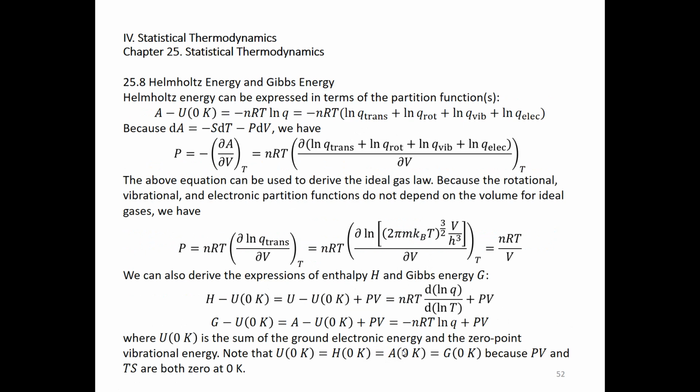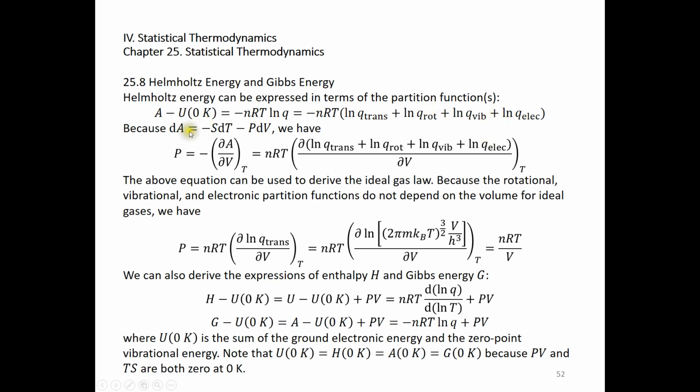Helmholtz energy can be expressed in terms of the partition functions. A minus 0 K internal energy is simply negative nRT ln q, and because q is the product of translational, rotational, vibrational, and electronic partition functions, we can express ln q in terms of the sum of these four components.